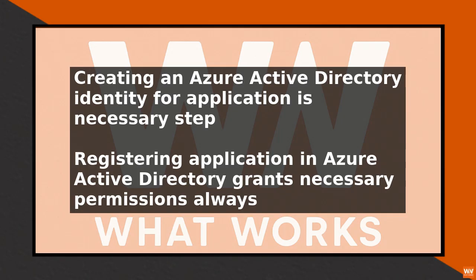Next, you need to create an Azure Active Directory identity for your application. This can be done by registering your application in Azure Active Directory and granting it the necessary permissions to access your database. After creating your Azure Active Directory identity, you need to configure your Azure SQL database to use Active Directory authentication. This involves setting up an Azure Active Directory administrator for your database and granting the necessary permissions.